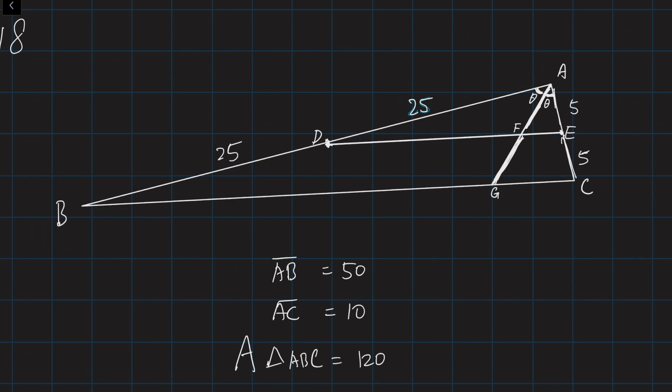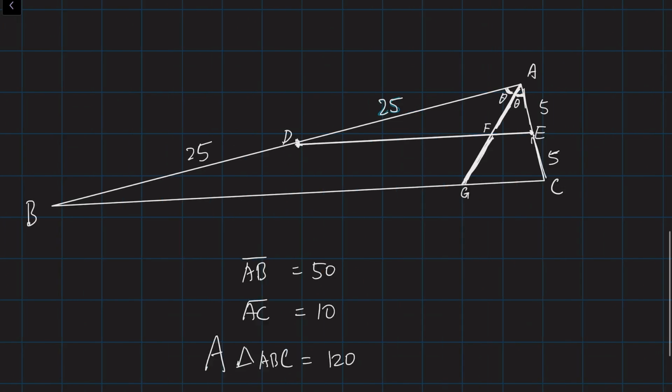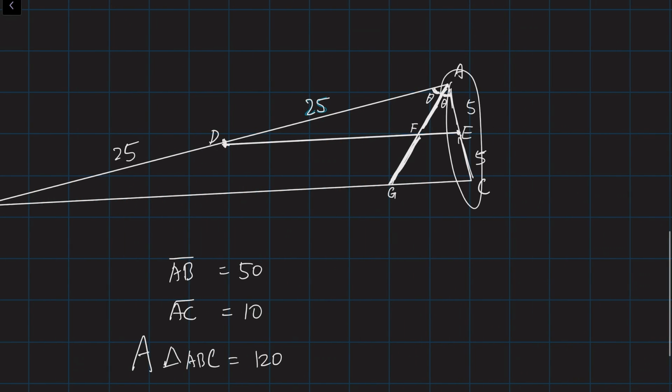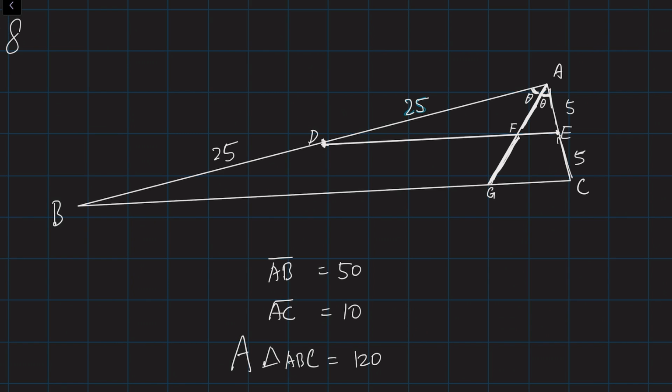So how do we approach this problem? As you can see, I already labeled AD and DB as 25 respectively. The whole thing is 50. D is the midpoint, therefore each of them should be 25, as well as on the right, AC is 10, AE is 5, and EC is 5. So you can notice that AF here should be equal to FG. That should be something you notice very quickly.